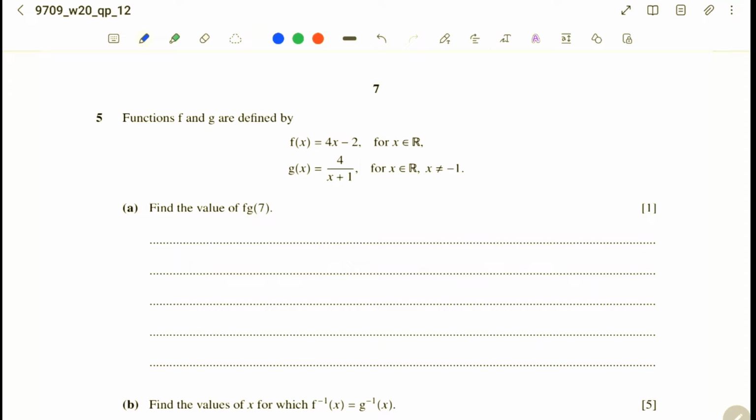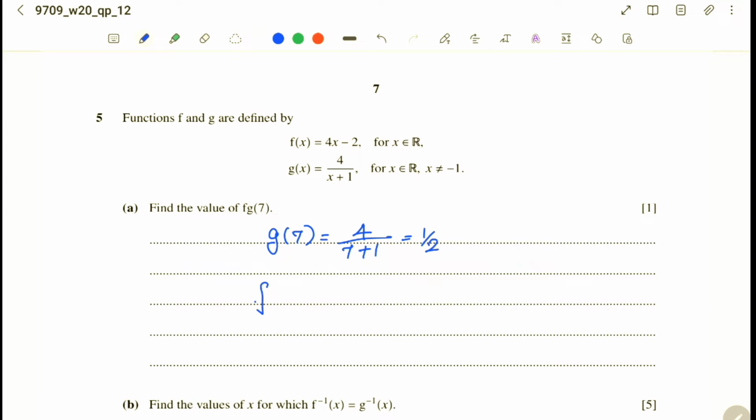Next, question number 5. The function f and g are defined by f of x equal to 4x minus 2, g of x equal to 4 divided by x plus 1. Find the value of f g of 7. So to find the value, first we need to find out what g of 7 is. We have to substitute that value in f of x. So g of 7 is 4 divided by, for x substitute 7 plus 1. So 4 over 8 is 1 over 2.